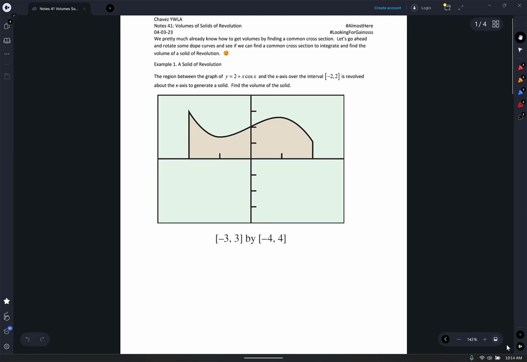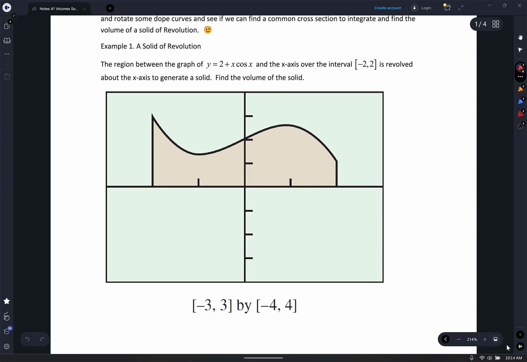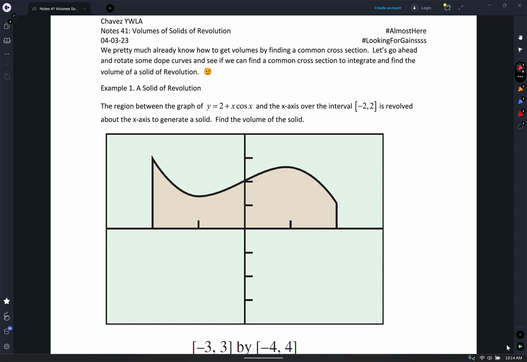All right. Here we go, guys. We're going to go as slow as I can possibly go. So these are called solids of revolution. It's the same concept as before. Chavez, what do you mean by same concept? We're integrating a common cross-section, so an area cross-section.